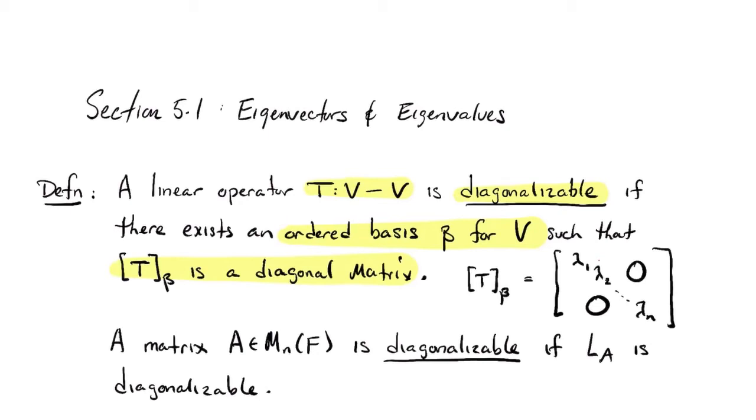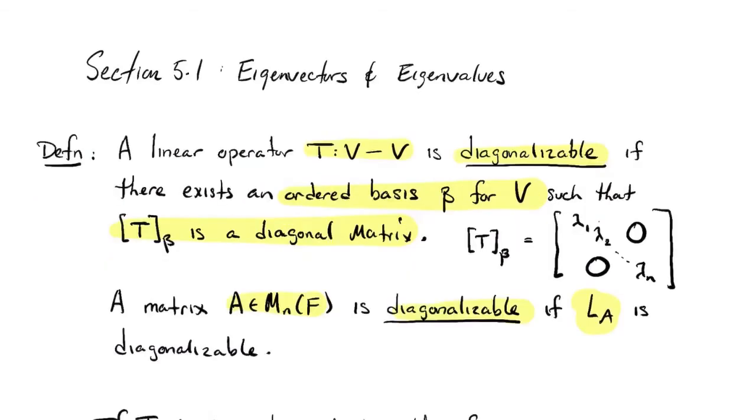Okay? So we'll call a matrix diagonalizable. It's the same adjective applied to a different thing, if the transformation defined by it in the standard basis is diagonalizable. So we have diagonalizable operators and matrices, but the word means the same thing.